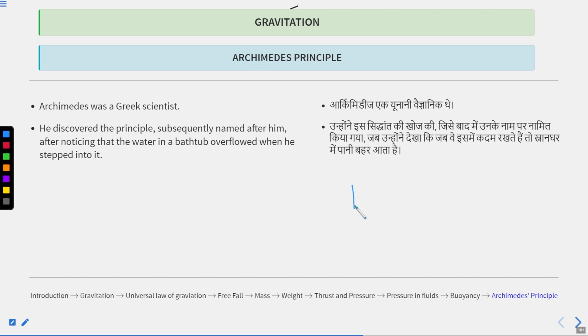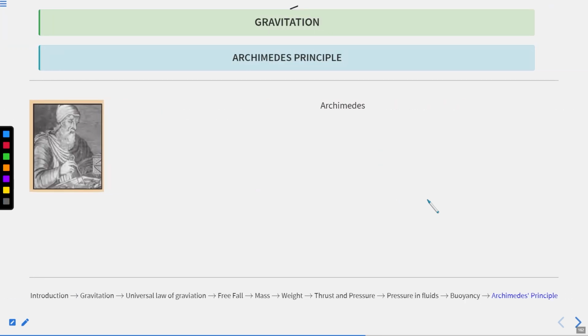This is the bathtub. This is the object. It was first filled completely. When any object stepped into it, a lot of water overflowed. Just by looking at this effect, he understood completely that the water displaced by him would be equal to the upward force exerted on him. This is the picture of the scientist Archimedes.